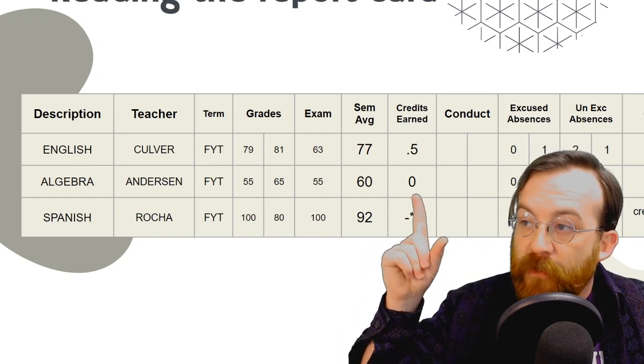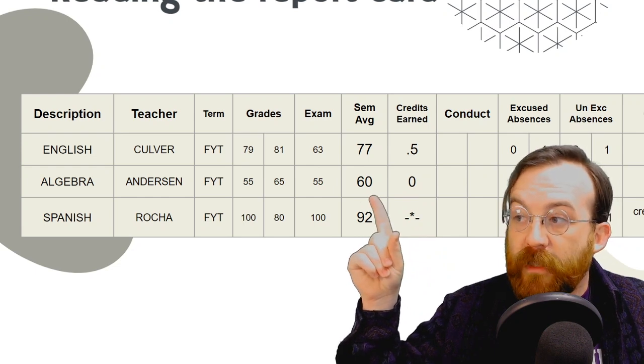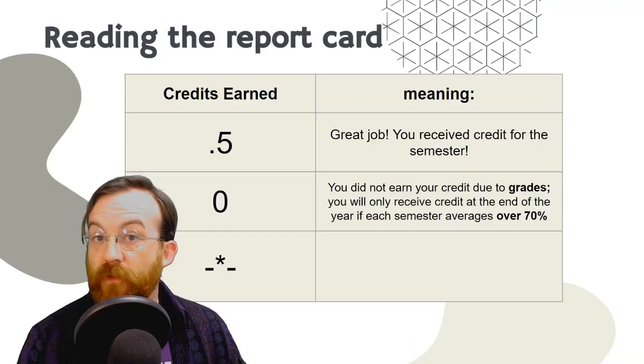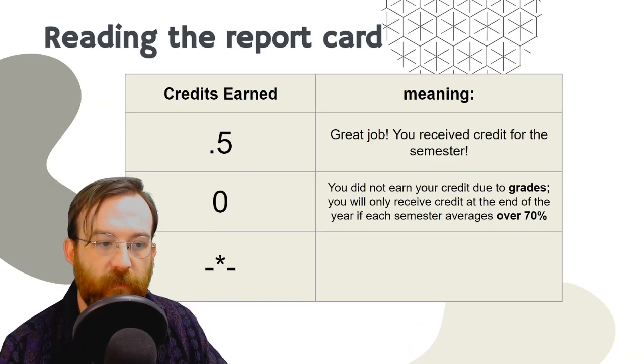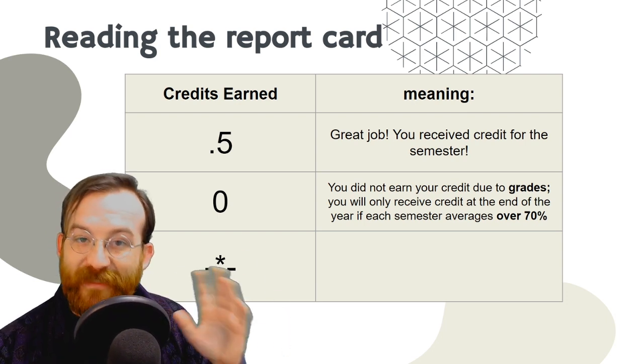So if you got a 0 under credits earned, you still may be able to, in the spring semester, work really hard and get a grade that averages with this to make at least 70. So that's how to fix a 0 under credits earned. Focus on those classes and work really hard this semester to make it average out to a 70 if possible.